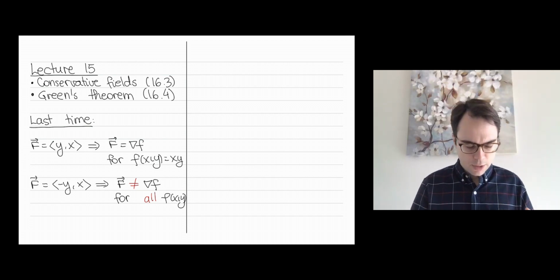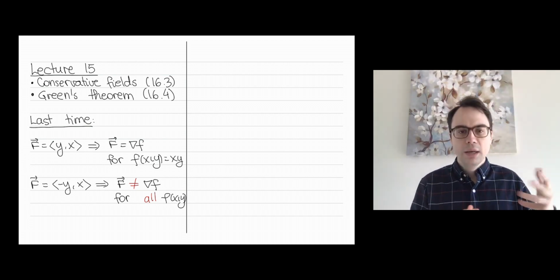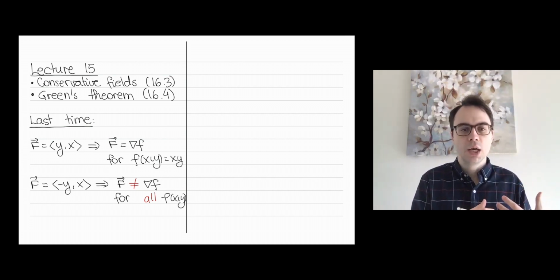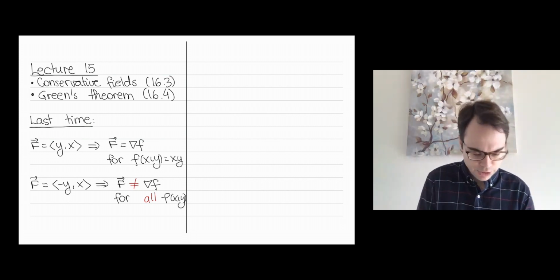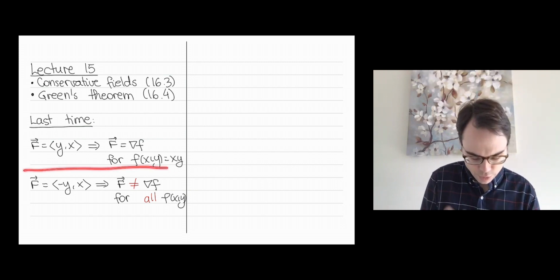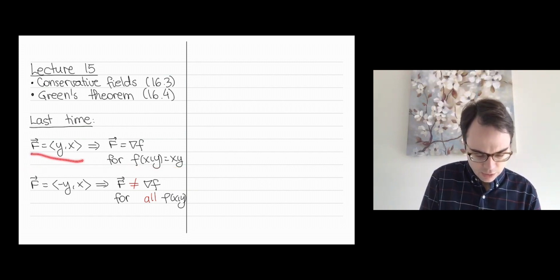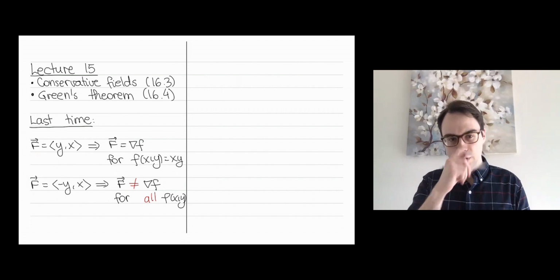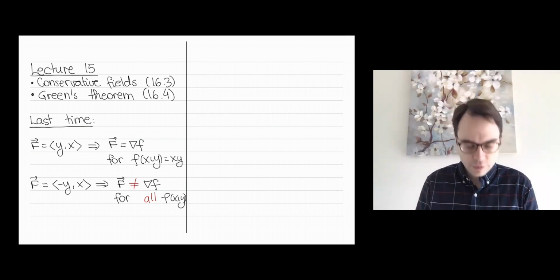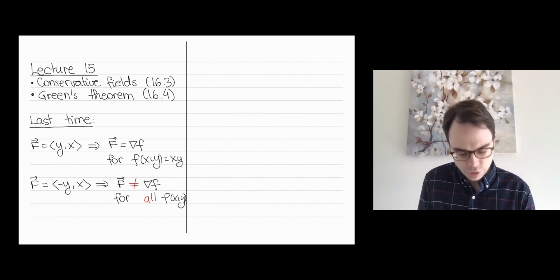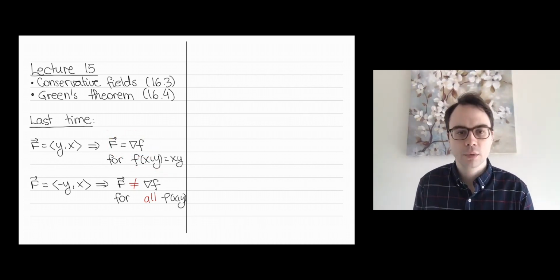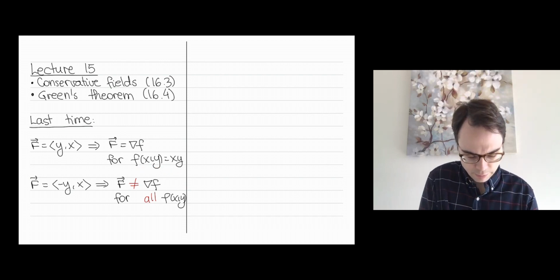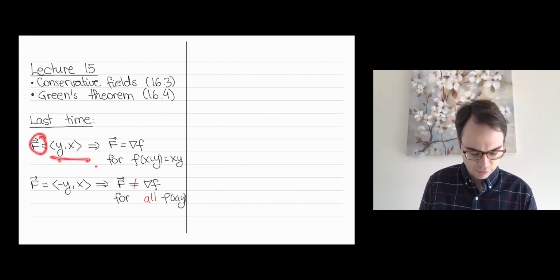We were talking about when a vector field is the gradient of a function. So for example, here are two examples. In the first case we have the vector field y comma x. That vector field happens to be the gradient of a function. It's the gradient of the function x times y, right? If I take the gradient of x times y, the x partial is y, the y partial is x. So that's the given vector field.